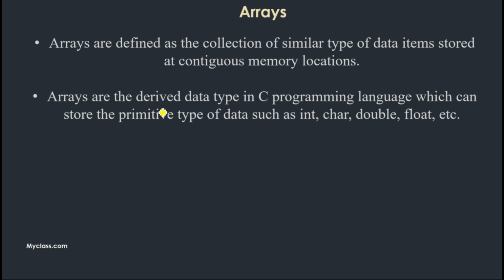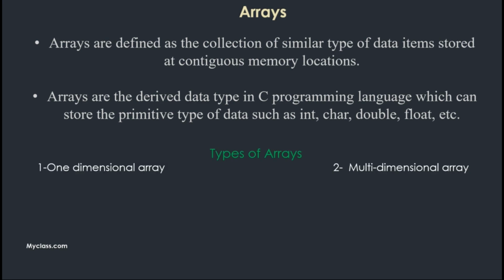So we can also say that arrays are the derived data type in any language or in the C programming language, which can store the primitive type of data such as int, char, double, float, etc. Each element of an array should hold a primitive type of data like an integer value or character value, double value or float value. Such a collection of similar type of data, we can call it as arrays, and it should be at contiguous memory location also.